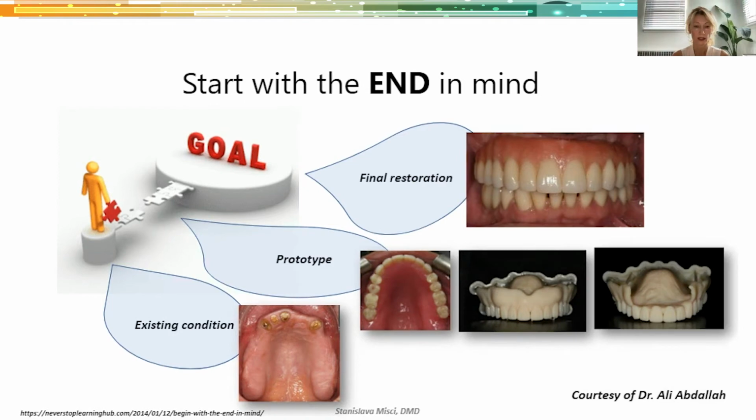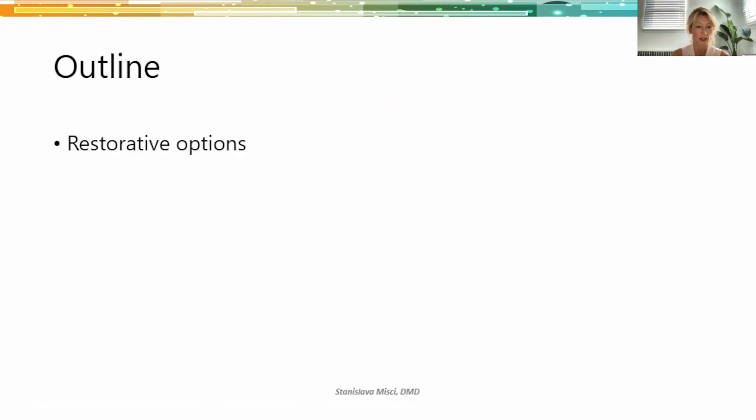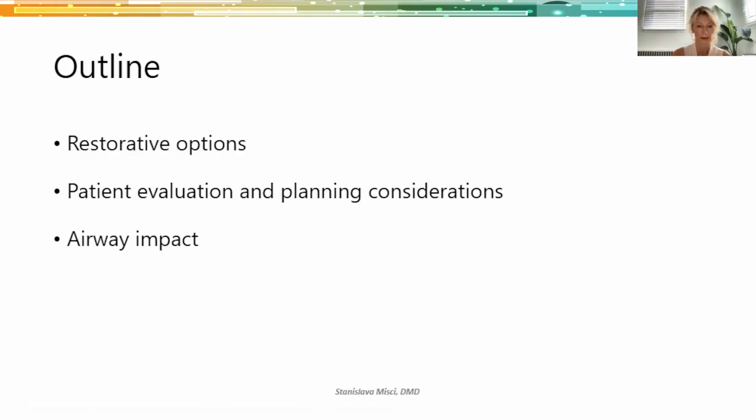So basically the final restoration, the existing condition, the prototype for this patient are as follows. The existing denture, which was slightly modified, and those two prototypes made based on which we had the planning for the implant position, specifically the implant depth, height, that prosthetic margin, have the proper tooth setup, and obviously the need or not for flange was determined at that appointment as well. So these are the 3 check marks again that we go for every case: the tooth setup, prosthetic flange, and position of the prosthetic margin. Now we're going to concentrate a little bit on the Airway.